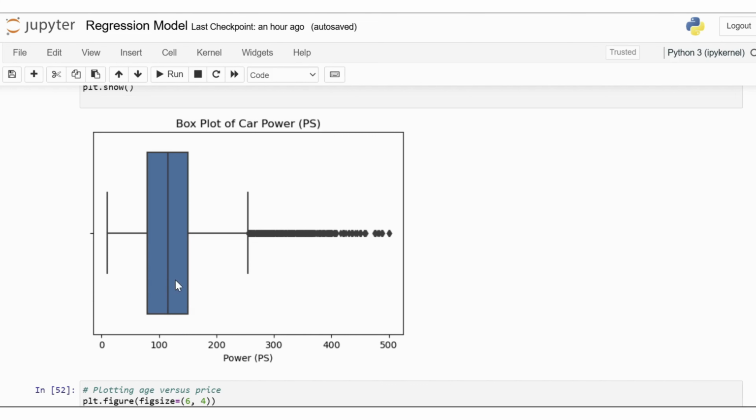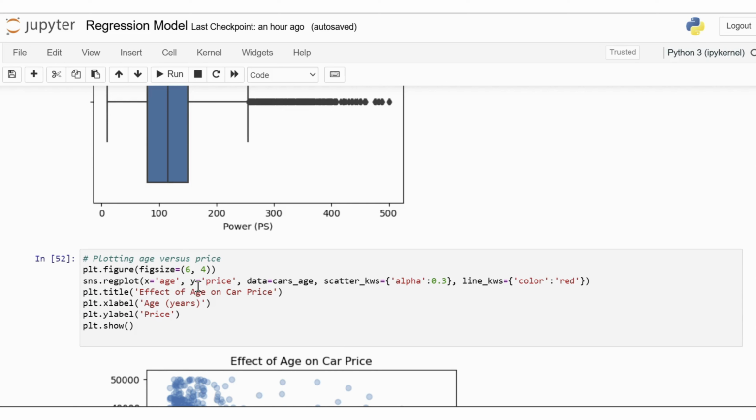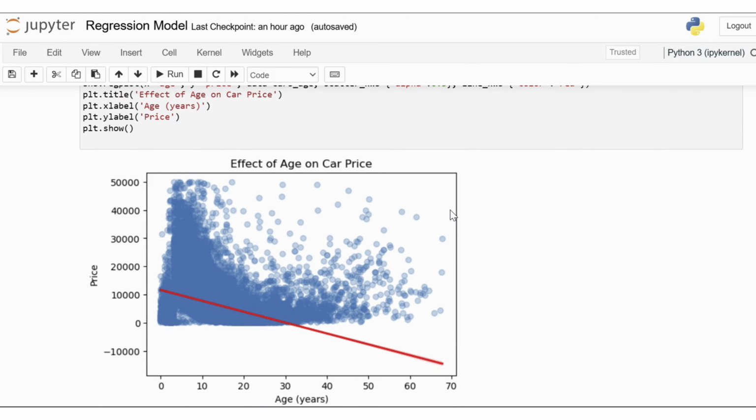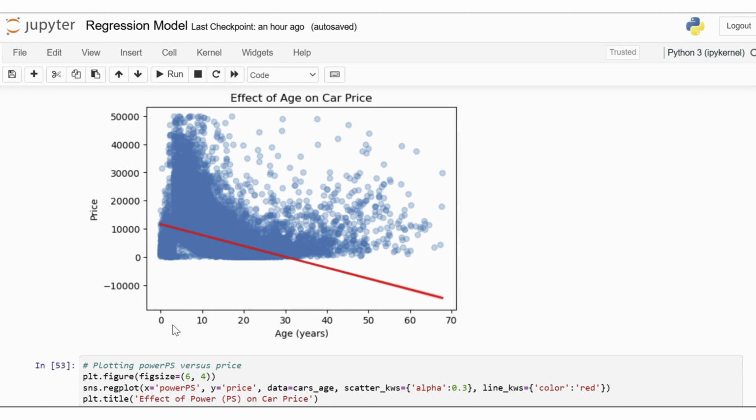Now that we've explored the individual distributions and visualized the histograms and box plots for the three key variables, age, price, and power, let's examine how these variables impact the price of pre-owned cars. First, let's start by plotting the relationship between age and price using a scatter plot with a regression line. So, in the plot, each point represents a car, with its age on the x-axis and its price on the y-axis. And the red line indicates the trend or general direction of the relationship between car age and price.